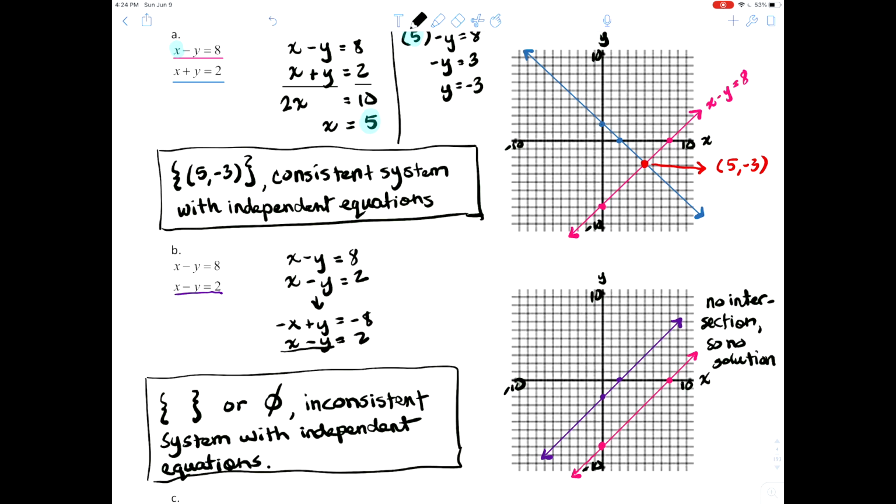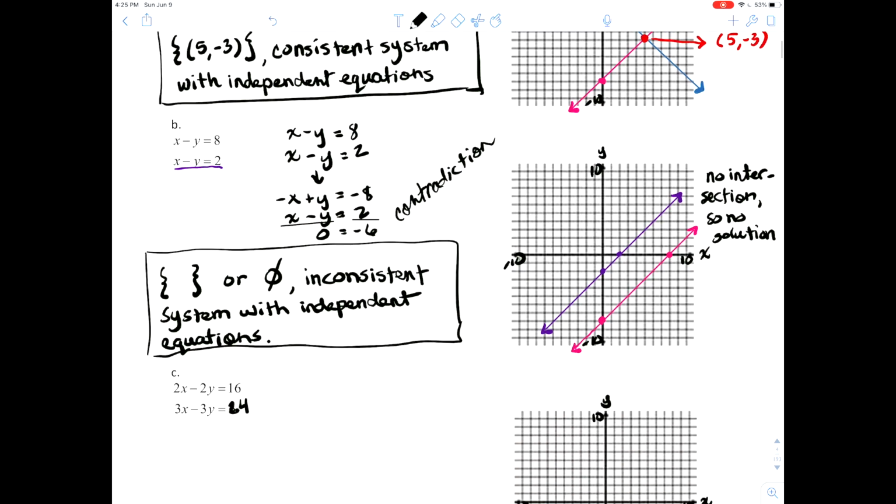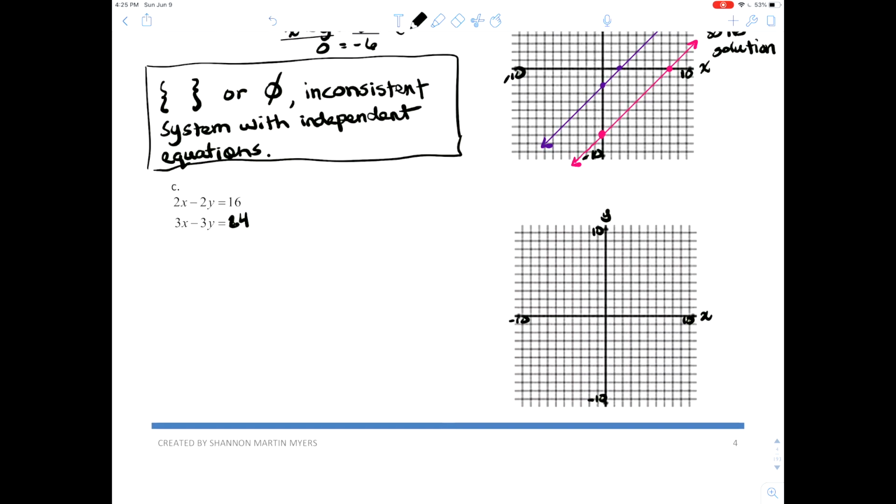And if you add them, what happens is you get 0 plus 0, if you will, is 0. 0x is 0 plus 0y, which is 0, so you get 0 is equal to -6, which is a contradiction. And that tells you, if you're solving something algebraically, that you have a no solution situation. All right? All right, so then part C, right?